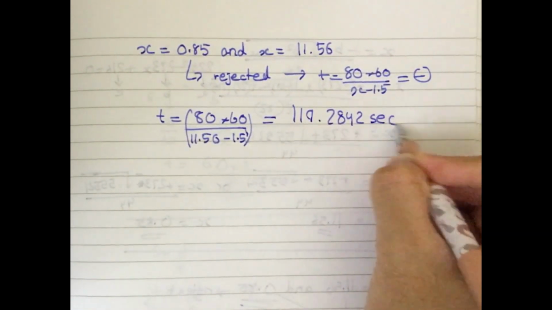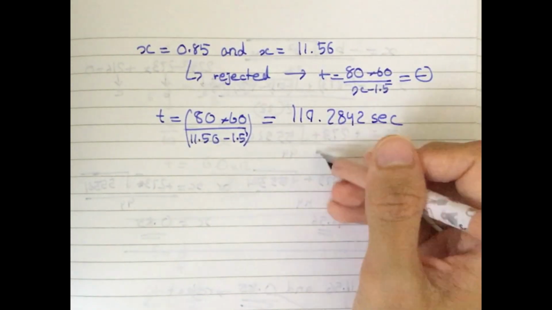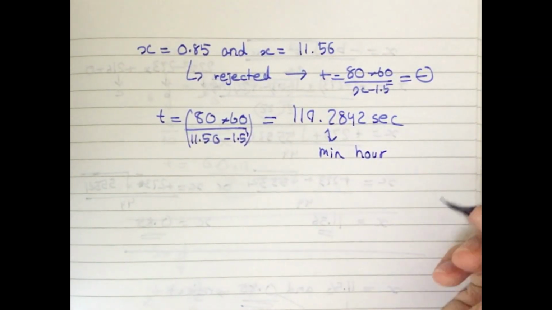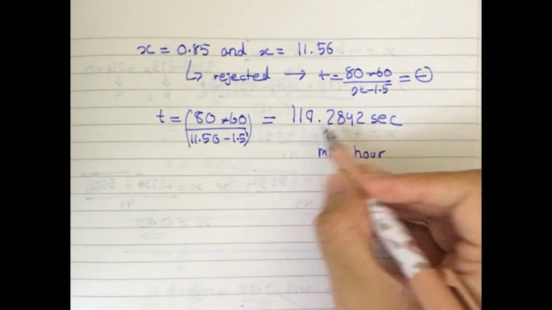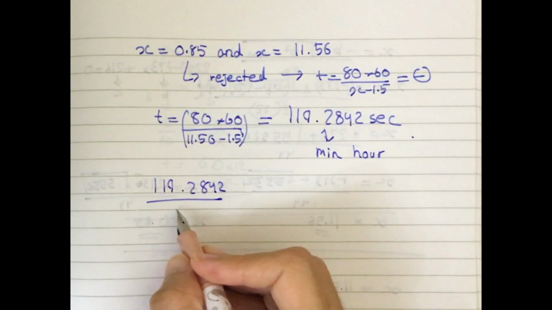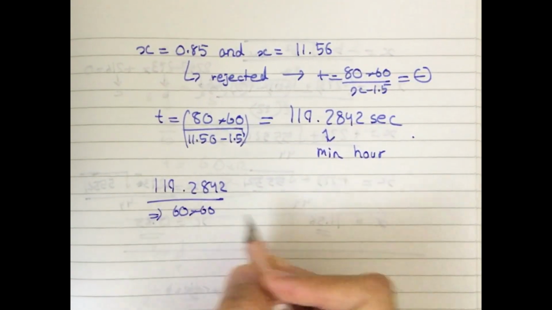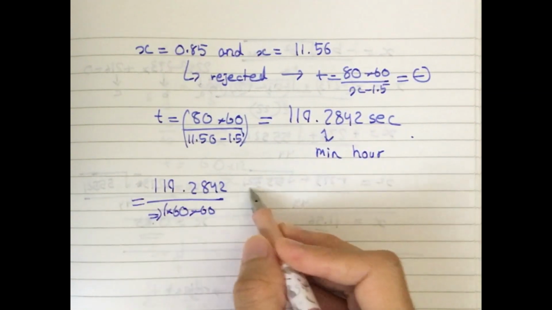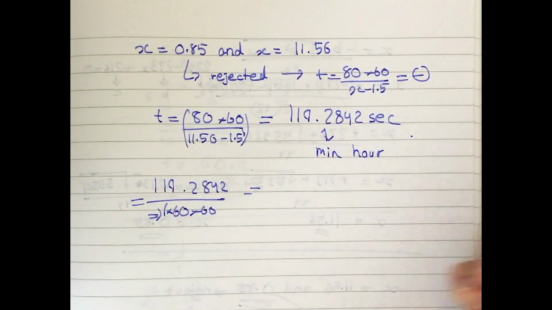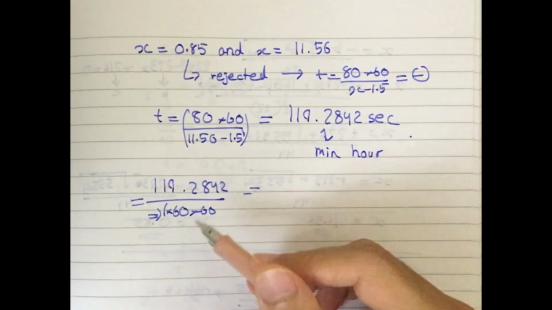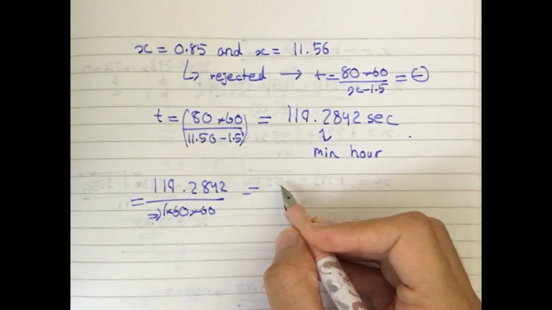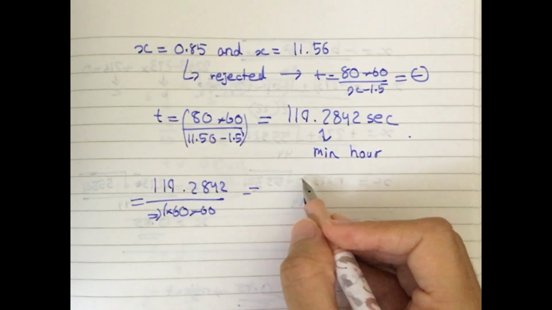So if you calculate this answer, you will get 119.2842 seconds, right? So I have to convert it into minutes and hours. If you don't know how to convert it, it's basically simple, right? You're going to divide this whole value, 119.2842, by 60 times 60, because this is going to give you hours, right? One is seconds, minutes, and this is hours. To convert it into hours, you divide by 60 every time, right?